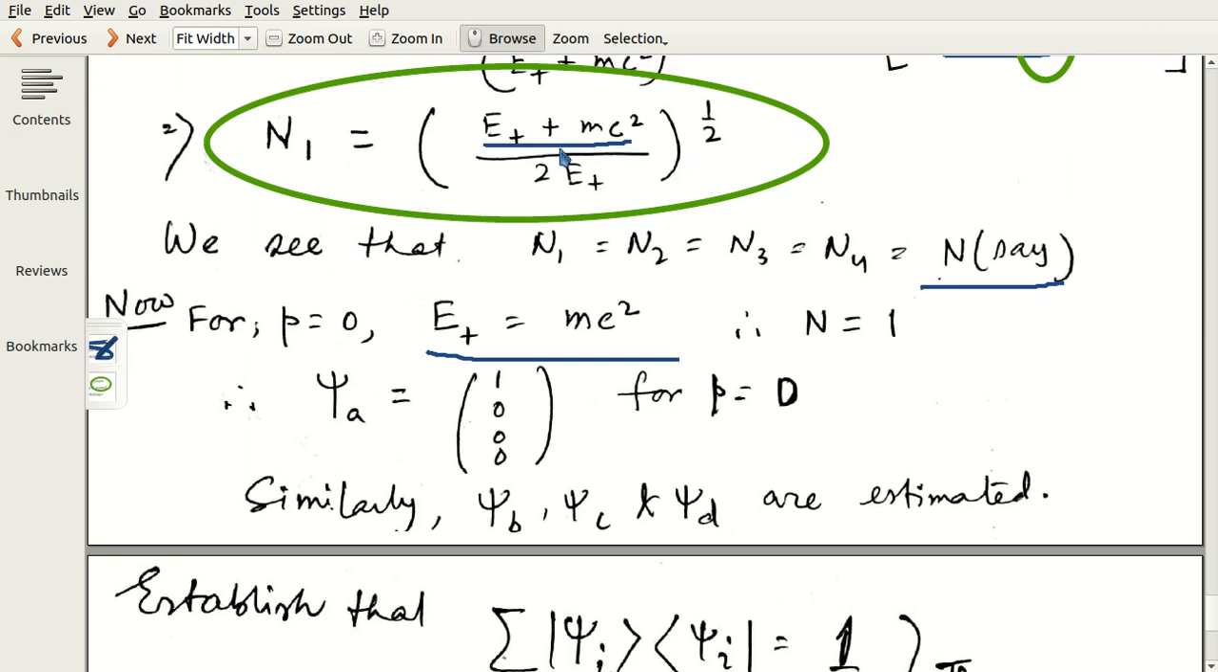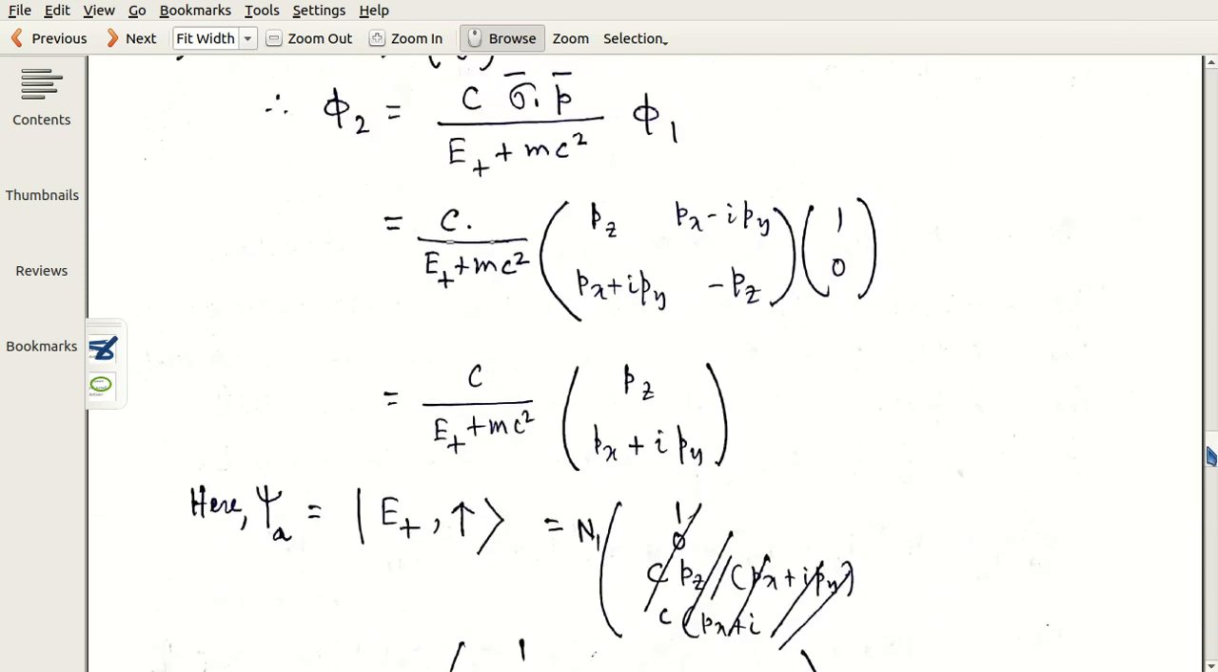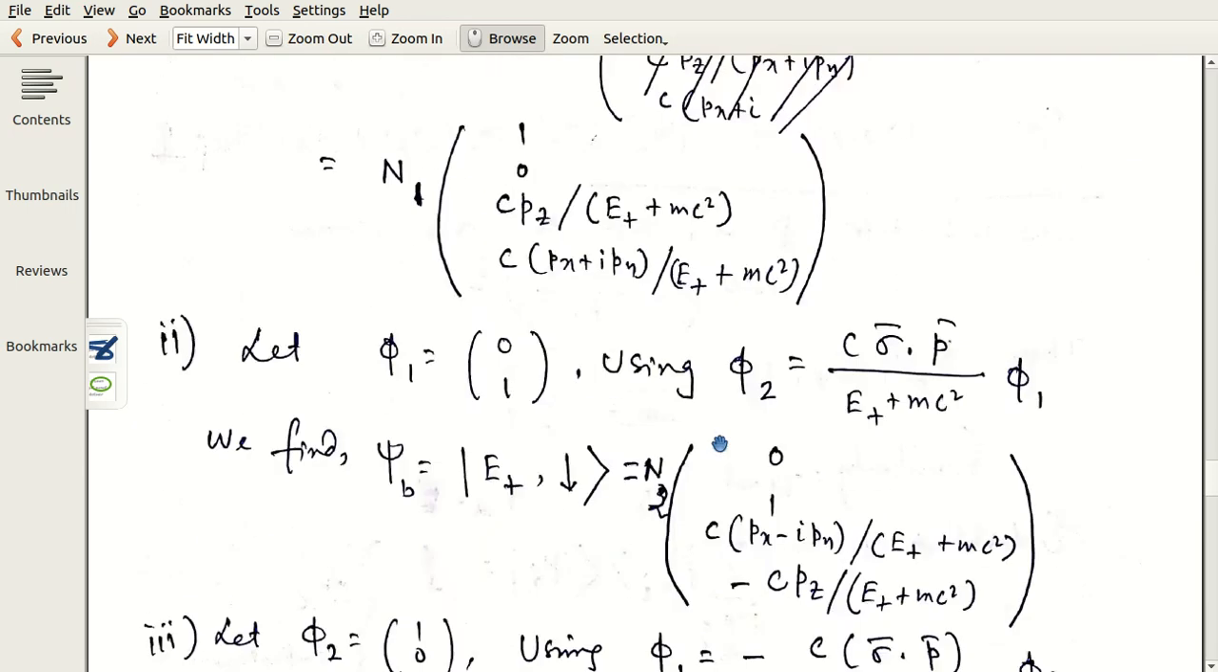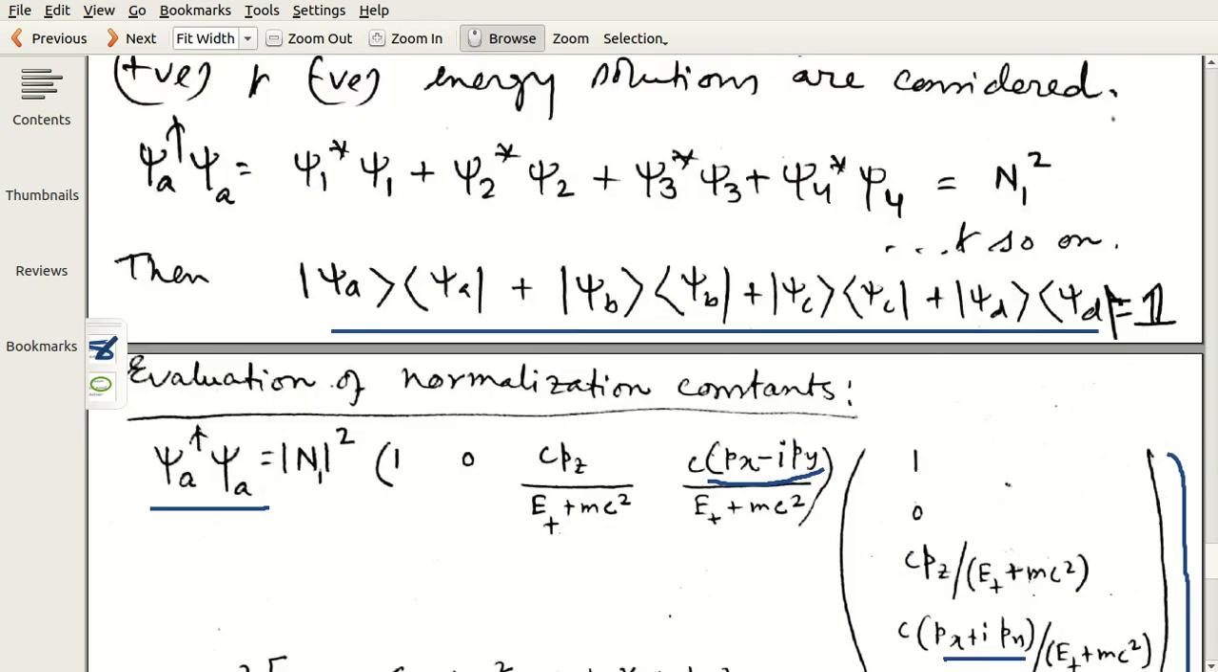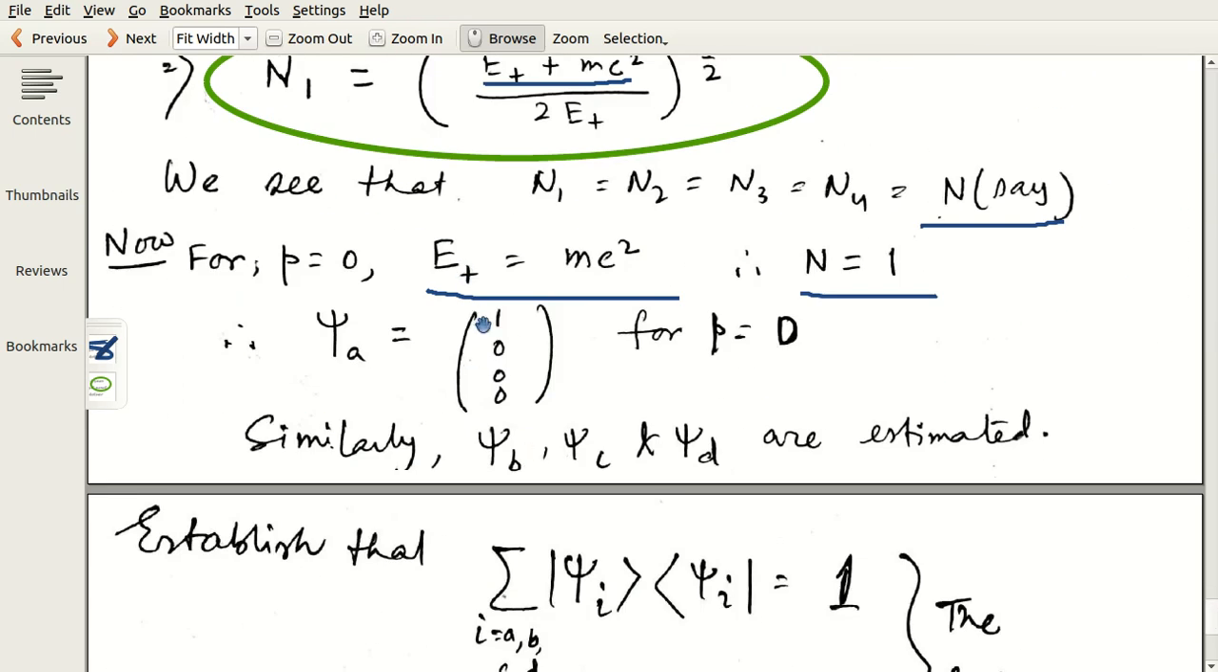So you find out this to be 2E plus, and you see that your n becomes 1, and hence your psi a, which you can see from the first expression. So if you see your psi a here, then this will be 1 0. As p is 0, this one and this one also become 0. So your psi a with n1 equal to 1, as we have checked it for p equal to 0, becomes 1 0 0 0 when p equal to 0.